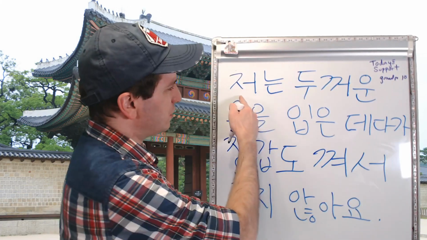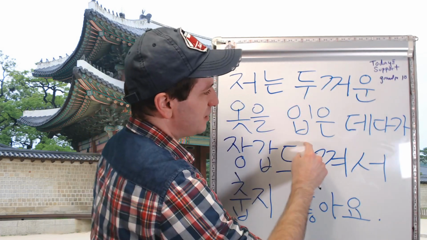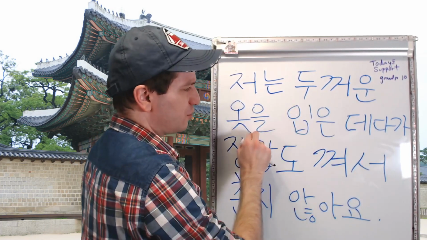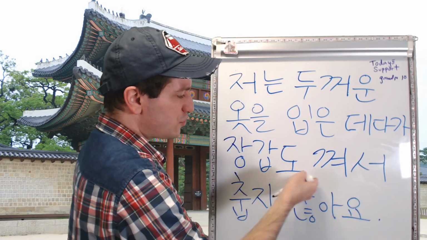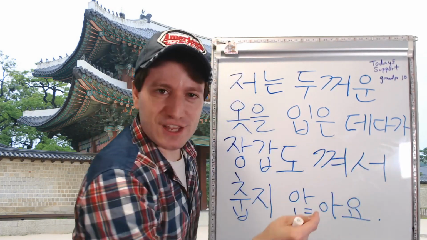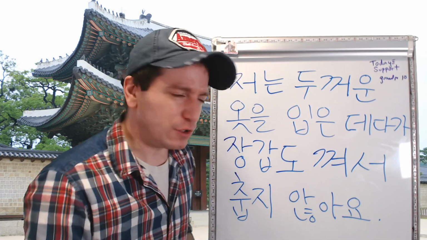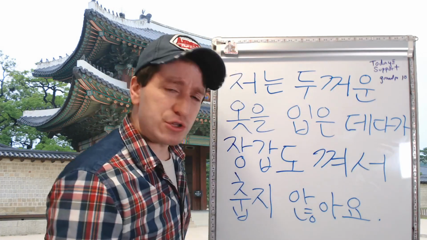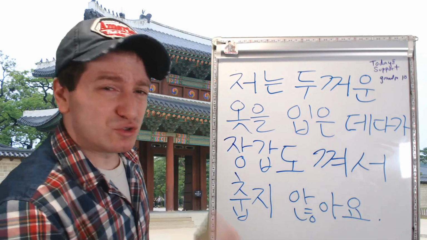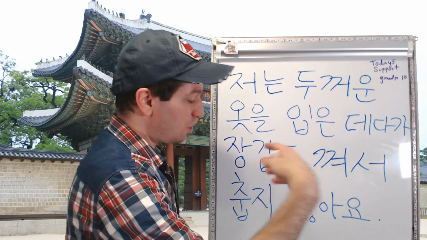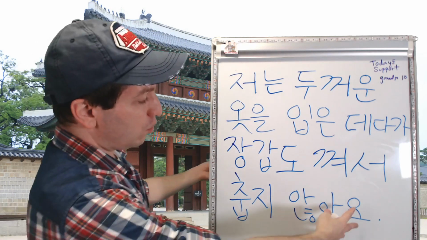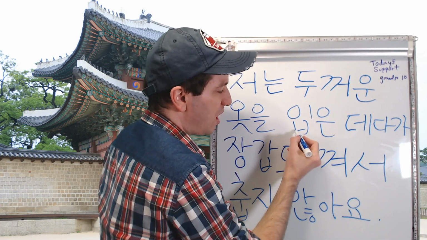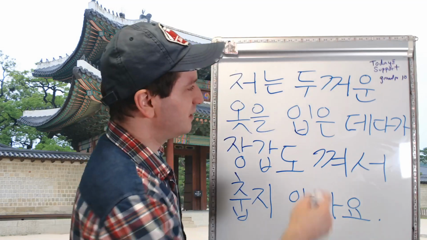Okay. 저는 I, 두꺼운 옷을 입은 데다가 on top of having worn, on top of putting on thick clothes, 장갑도 껴서 I also wore gloves, so therefore 춥지 않아요. I'm not cold. I don't feel cold because on top of wearing thick clothes, I also put on gloves. 저는 두꺼운 옷을 입은 데다가 장갑도 껴서 춥지 않아요. So I'm not cold because I put on gloves on top of, past tense, on top of that I wore, on top of I put on thick clothing.